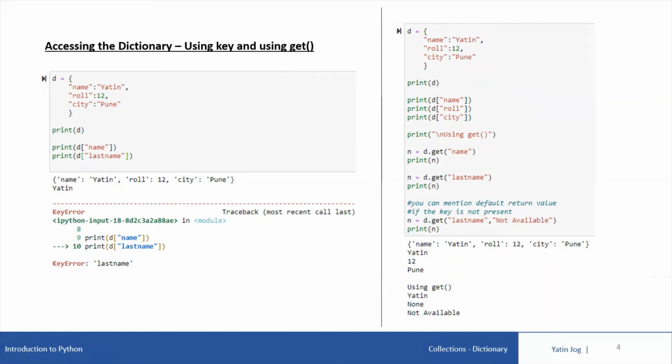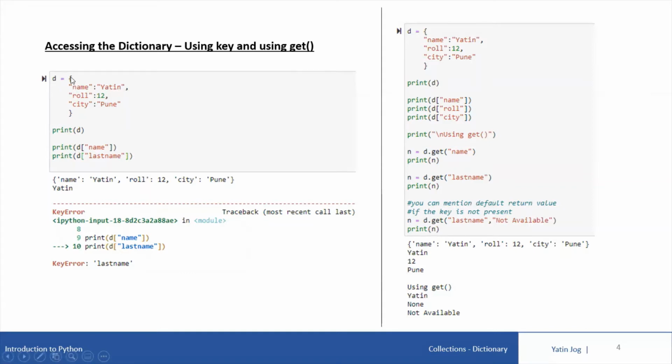How to access the dictionary? We can access dictionary elements using the key and using the get method. Either you can access the values using the keys, which we have discussed in the previous video, or you can use the get method.